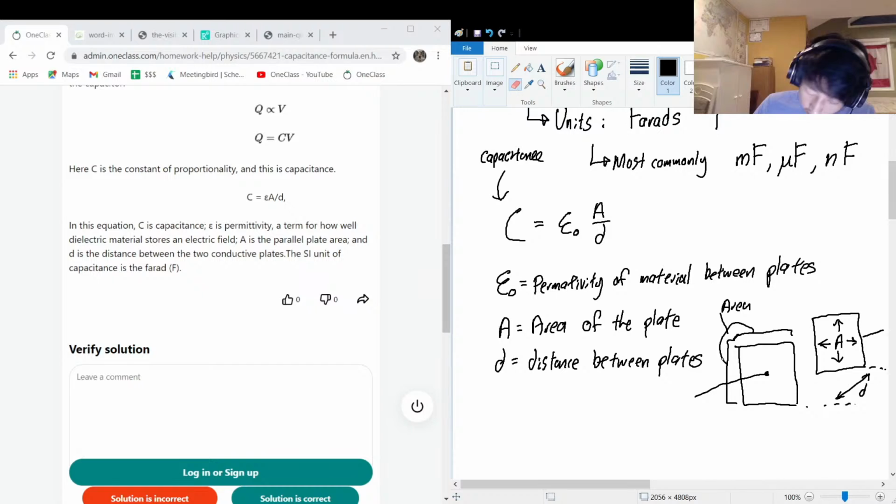I'll reset the first drawing. Okay, the separation is D. The cross-sectional area is A, and there's going to be some type of thing between the plates. Maybe something like, whoops, not purple, that's kind of dark. Let's put a lighter color, like light sky blue. In between them, there's going to be something with a property of epsilon naught, which is just permittivity.